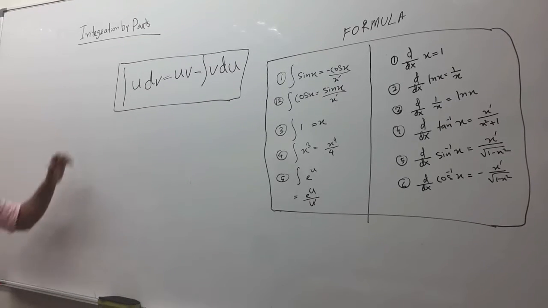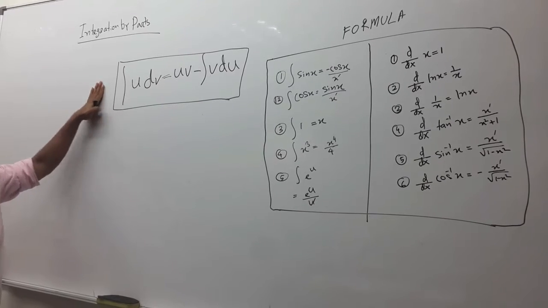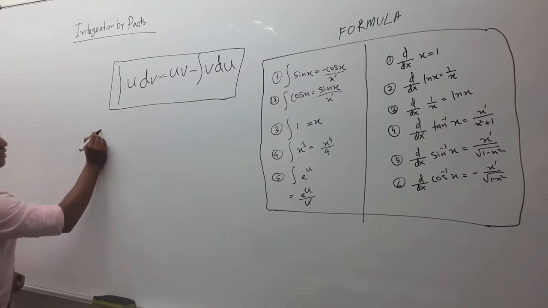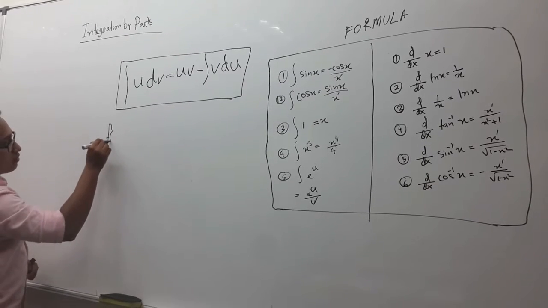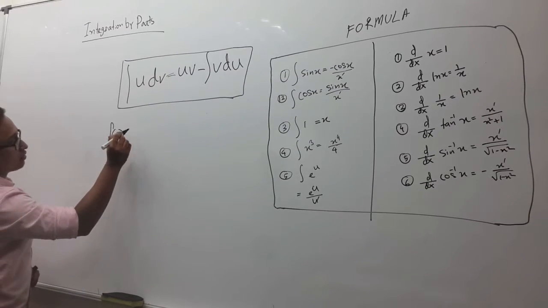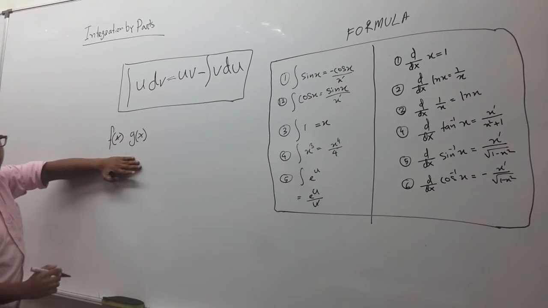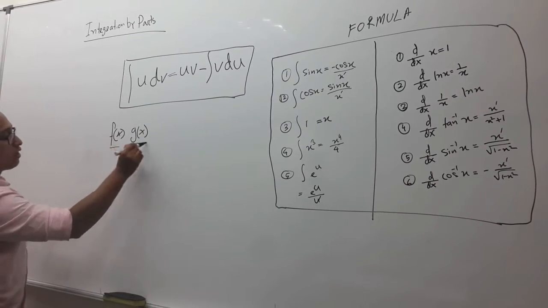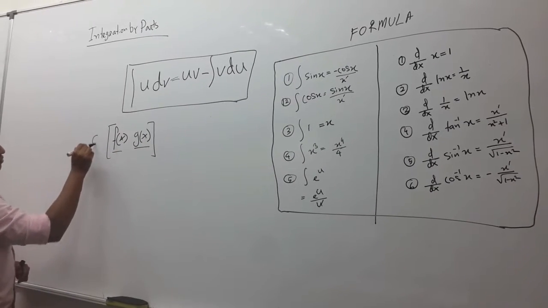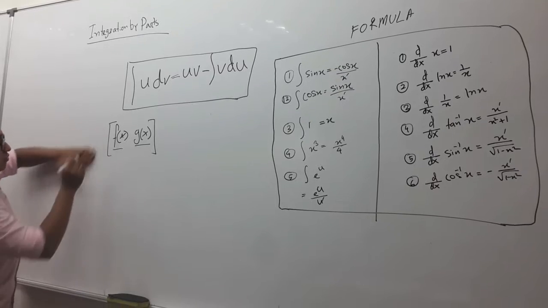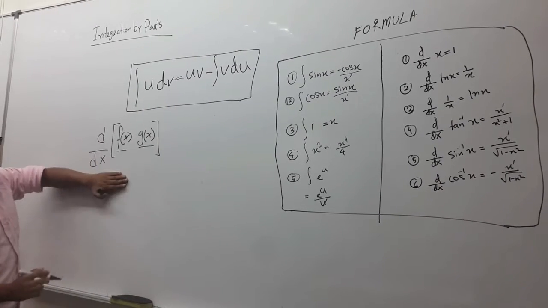Okay, so first of all, the question is from where do we get this equation? Okay, let me show you. Let's say f of x and g of x are two functions. Okay, so we have to differentiate these two functions.